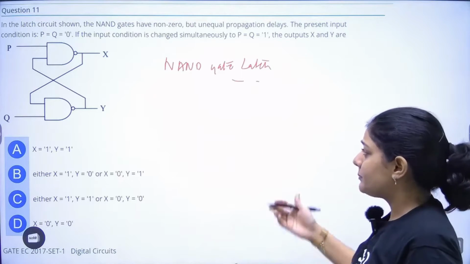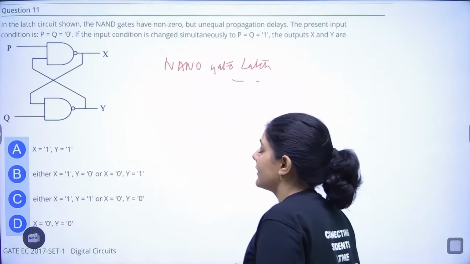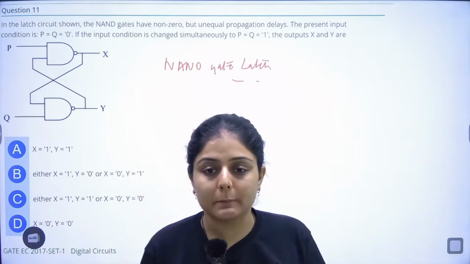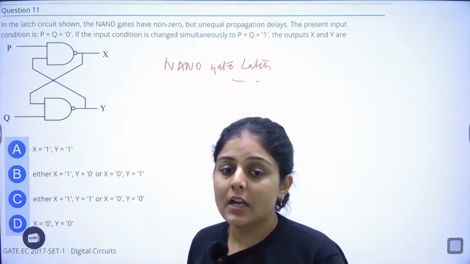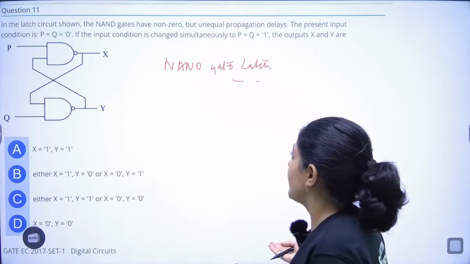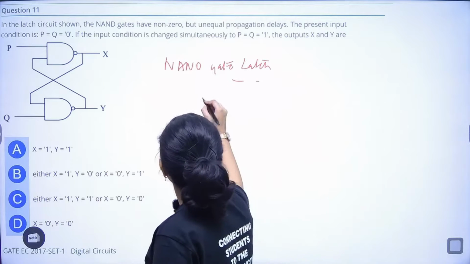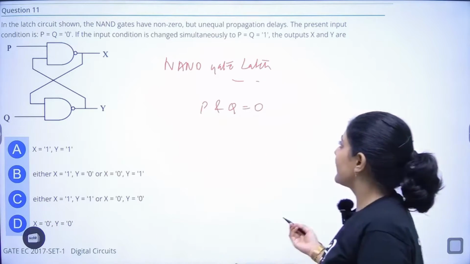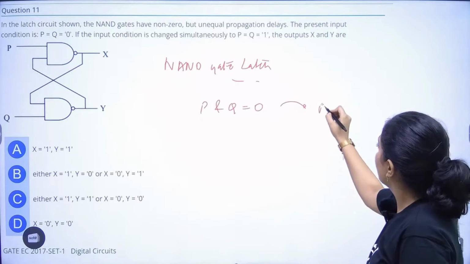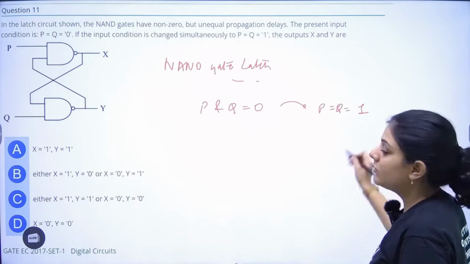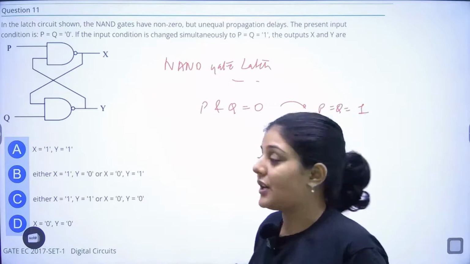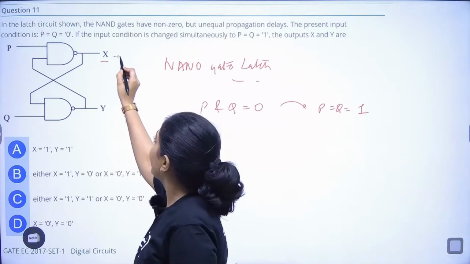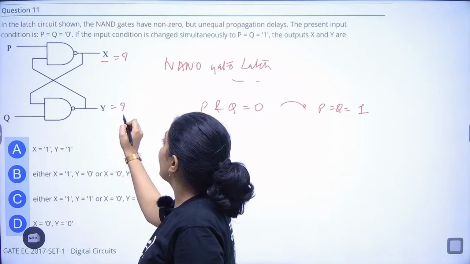They are saying that both the NAND gates in this have propagation delay but may not be equal. The present input conditions of P and Q are 0, 0. So the present inputs P and Q are both equal to 0, and this condition has changed to P and Q equal to 1. Now they are asking what will be the outputs X and Y.